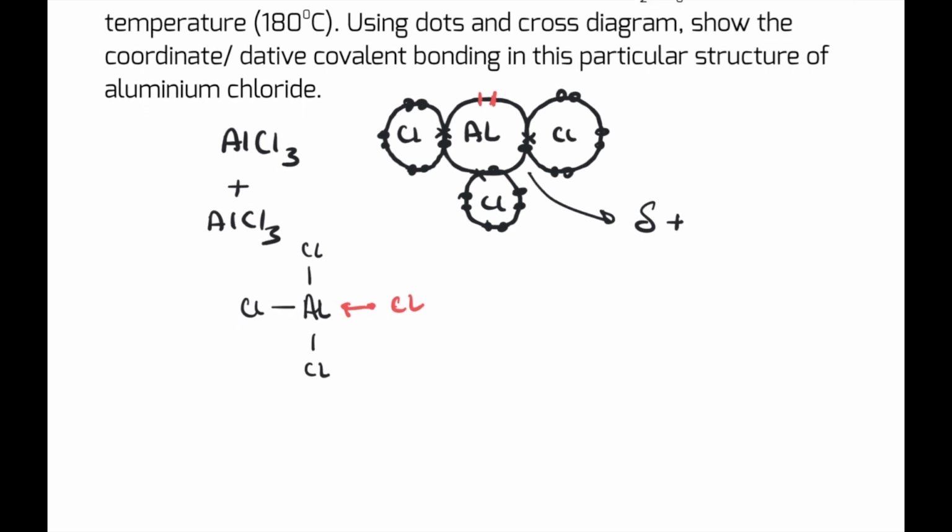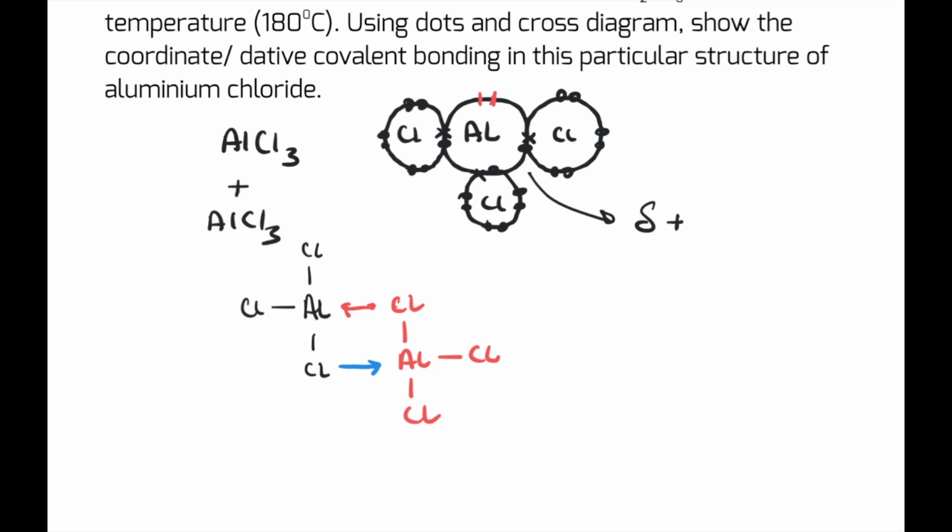Now, to complete this, we have to think about the second aluminium as well. If I just draw this out like so, the second aluminium right here is also electron deficient, just like the first one. So I've put it in such a way that it faces this chlorine. This chlorine will end up sharing its pair of electrons with this aluminium, so that it ends up having a full outer shell of electrons. And this is how it ends up forming two dative bonds.